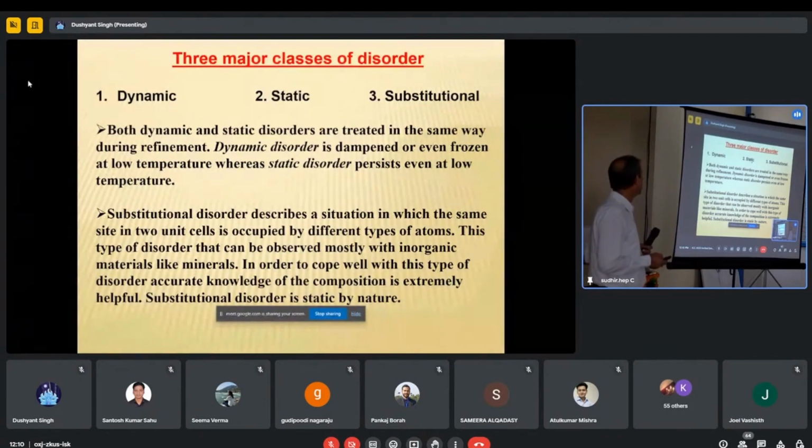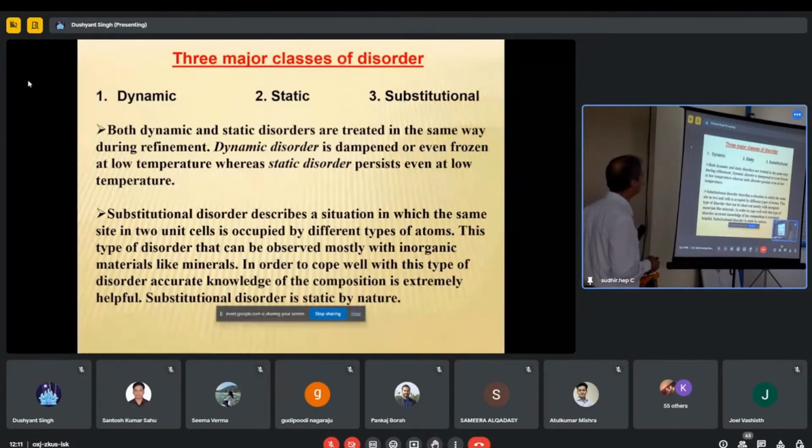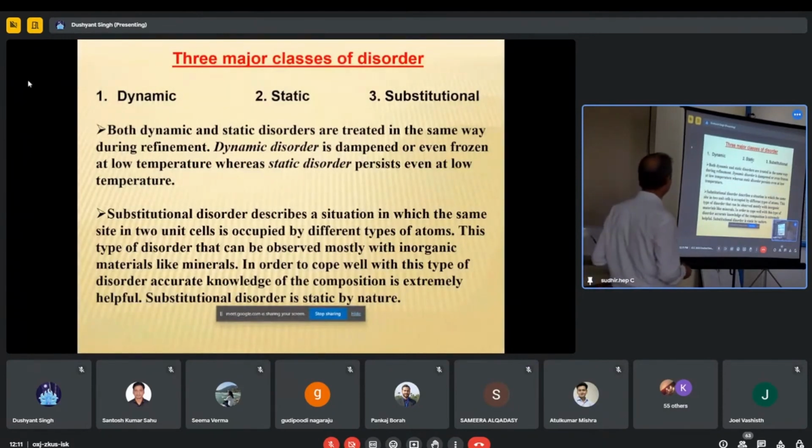But static and substitutional disorders are mostly static kinds of things. If the disorder is static, even if you collect the data at low temperature, you are not able to resolve its disorder component. Both dynamic and static disorders are treated in the same way during refinement. Dynamic disorder is frozen at low temperature, whereas static disorder persists even at low temperature. By collecting data at low temperature, there is no effect on substitutional or static disorder.